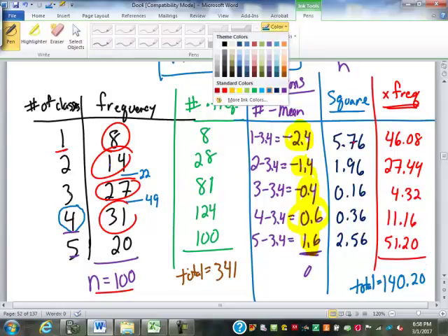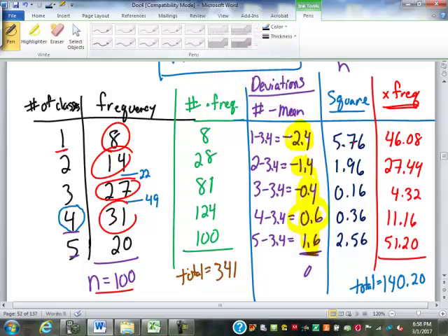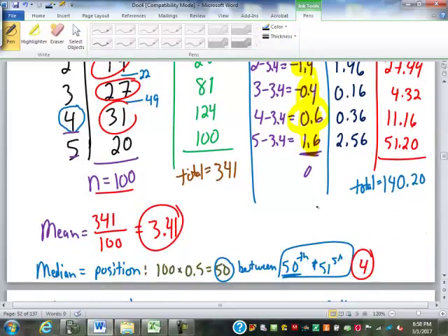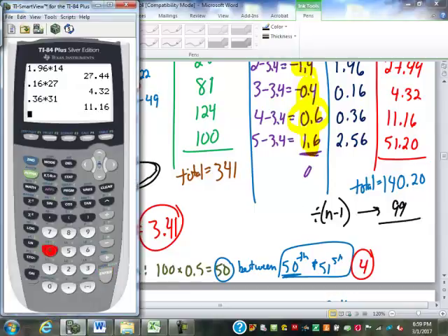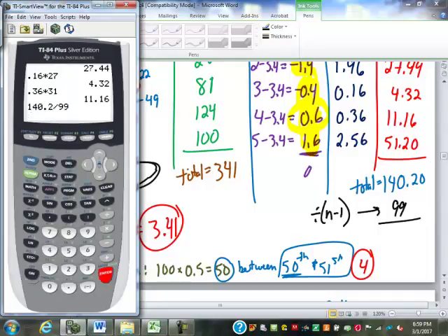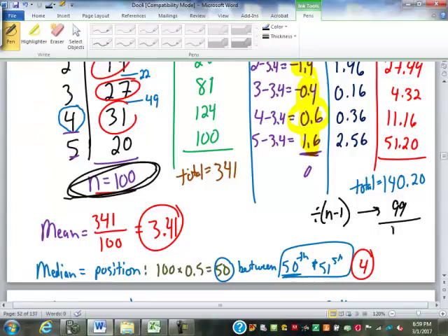So now what do we divide by again when we're doing standard deviation? The number minus 1. Perfect. N minus 1. What's n here? 100. So we're going to divide by 99. 140.2 divided by 99 is 1.416. That would be the variance at this point.